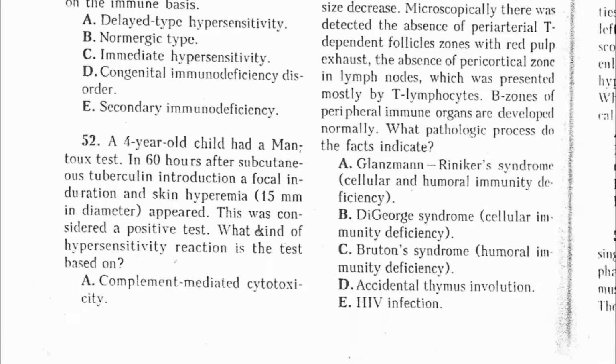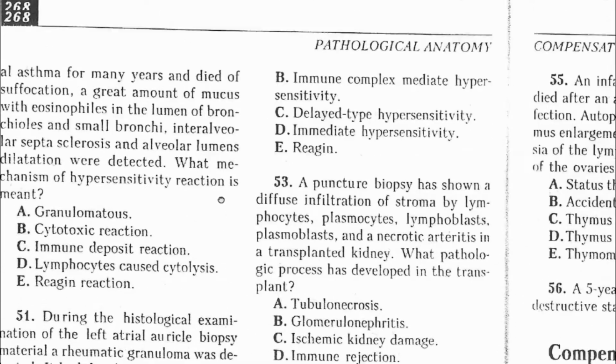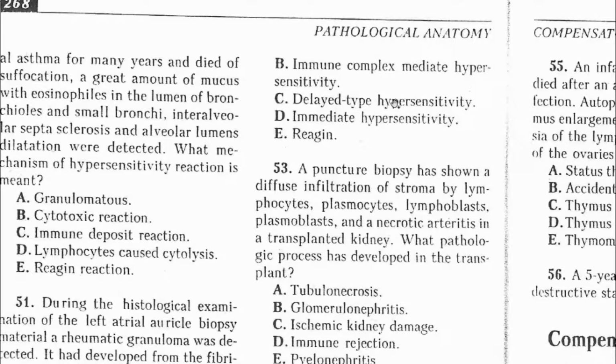All right. So question 52. A 4-year-old child had a Mantoux test. Mantoux, what type of hypersensitivity is it? Mantoux is always type 4. Go back to the explanation before. Anyways, the question is what type of hypersensitivity is it? So this is type 4. So for 52, your answer should be delayed type hypersensitivity. So a C.